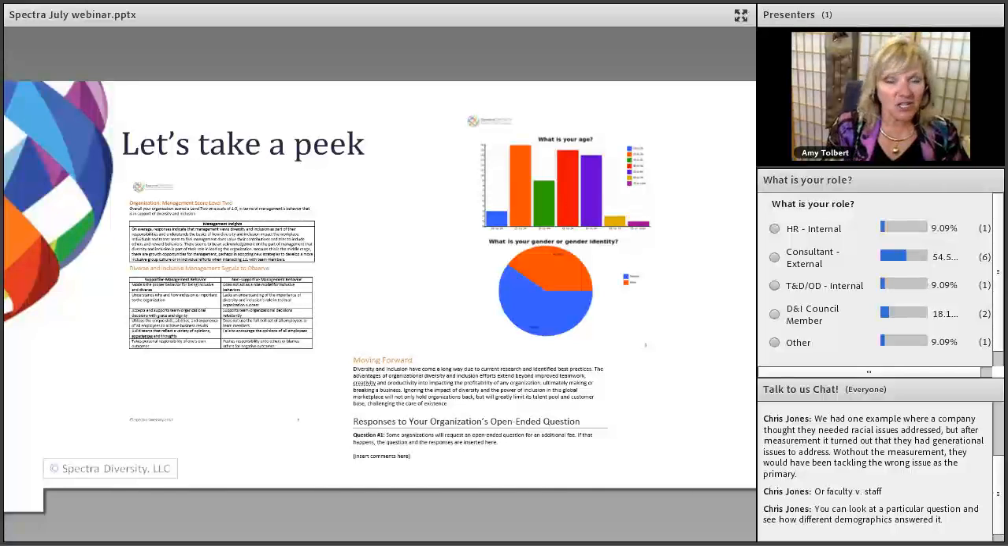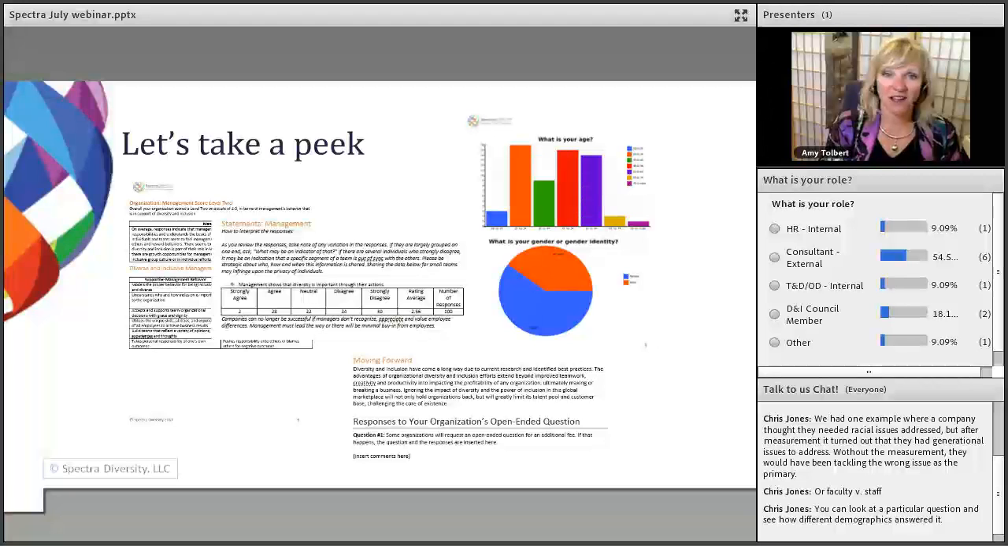So it's very interesting for you to be able to determine, as a consultant or an internal HR person, that now you've got a benchmark, now you've got a baseline, and you've got a way to say, this is the impact that our efforts are having on the organization.